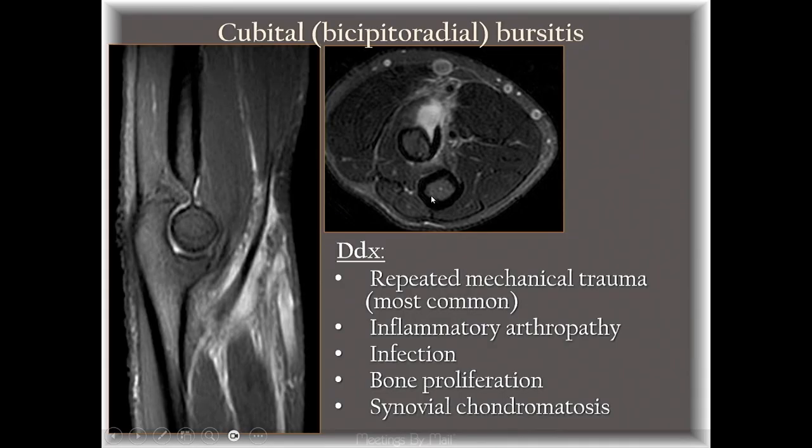The differential diagnosis, just looking at this image, is listed here. Repeated trauma is the most common. A mechanical cause is the most common cause of this. Inflammatory arthropathy, because it is a bursa. Infection can affect this. If you have a bony proliferation, let's say from an old radial fracture or even ulnar fracture, you can get a mechanical cause in that sense of irritation of the bursa. Finally, synovial chondromatosis as well can affect this bursa.